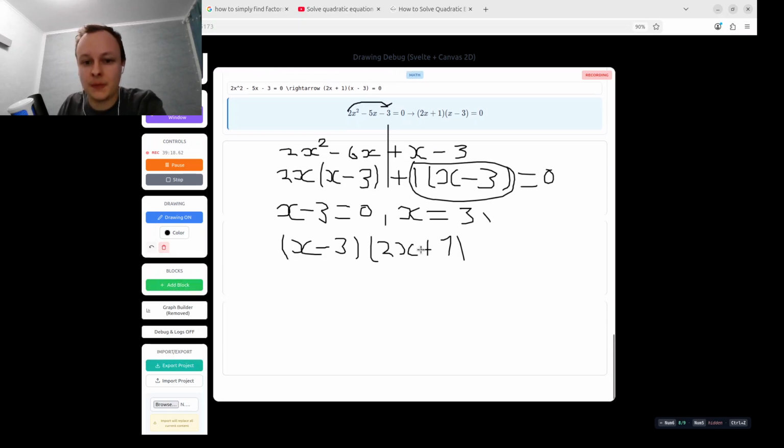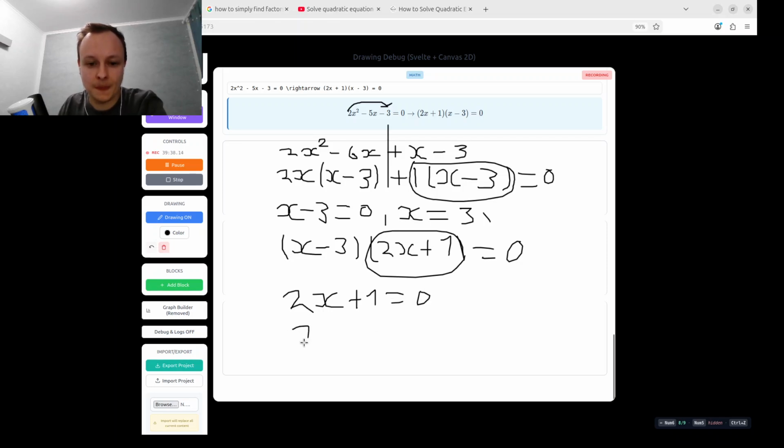And also it is clear right now, if this part is also 0, it means our equation is also 0. So we can find our second solution, 2x plus 1 equals 0, which means 2x equals minus 1, or x equals minus 1 divided by 2. So those are our solutions.